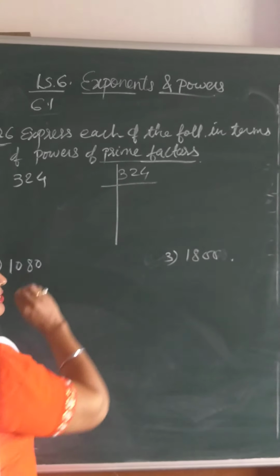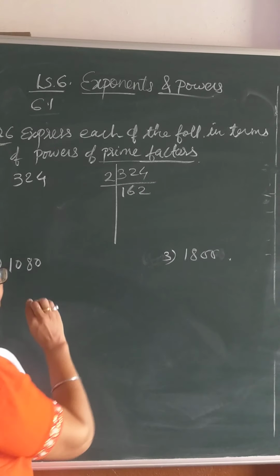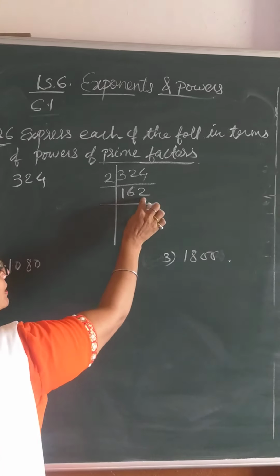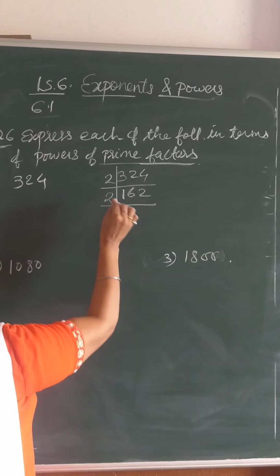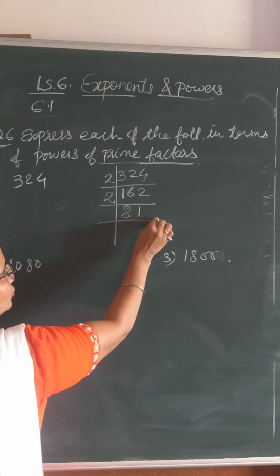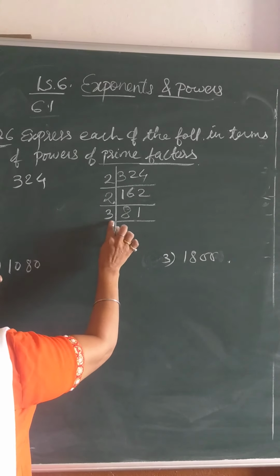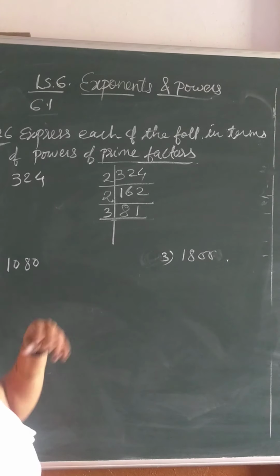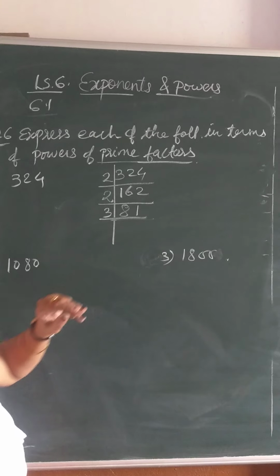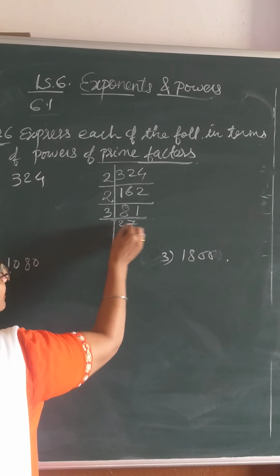So as here there is an even number, it is divisible by 2 and you will get 162. Again you can see the ending digit is even, so you can divide by 2 and you will get 81. Now this is divisible by 3. Why are we dividing by 3? See, 81 is also divisible by 9, but the heading is what? Prime factors. Okay, so when you divide this 81 by 3 you will get 27.